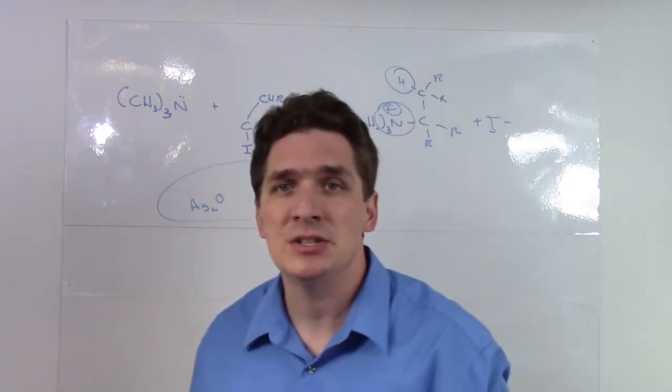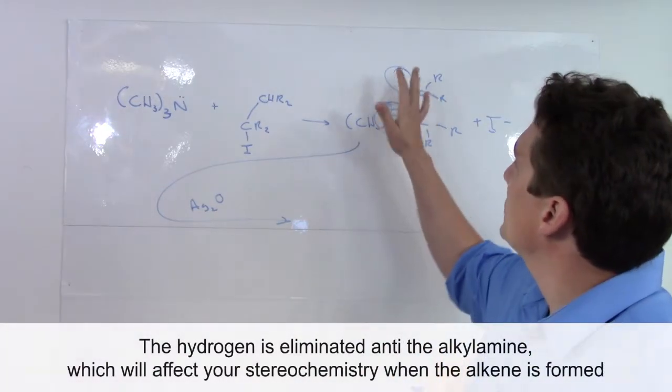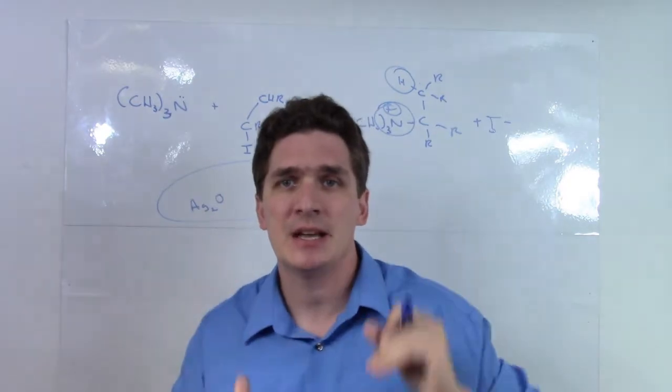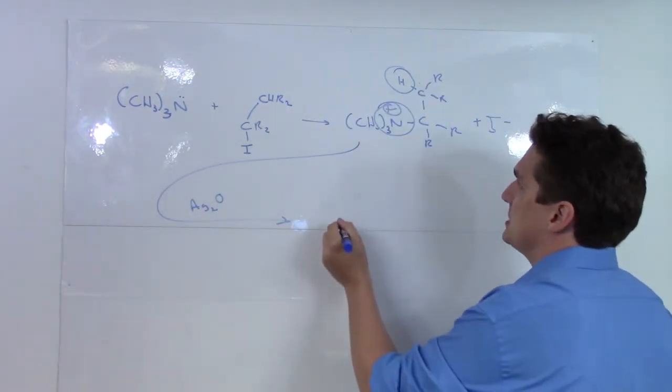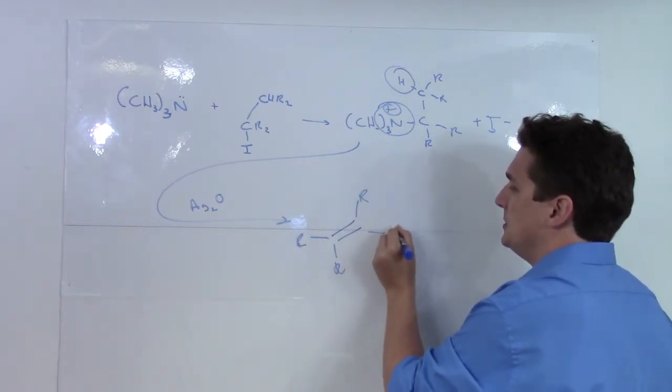Now, this elimination is going to be done anti. So the stereochemistry we finish up with is one where we have to rotate these 2 R groups so that this hydrogen is on the opposite side of the bond. It's anti to the ammonium complex. And when we're done with this, we will finish with an alkene.